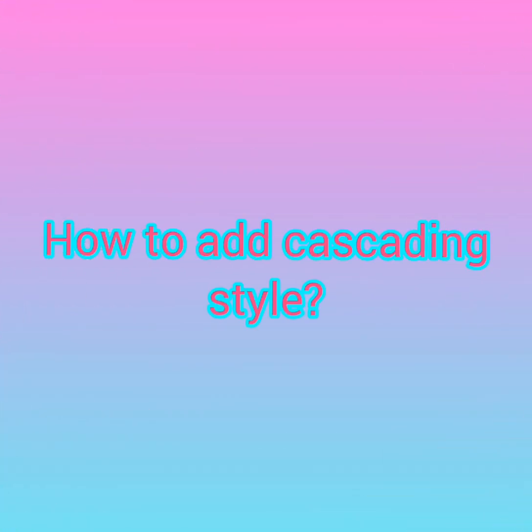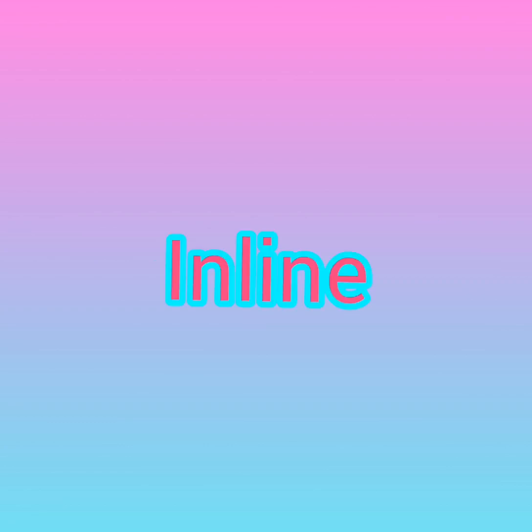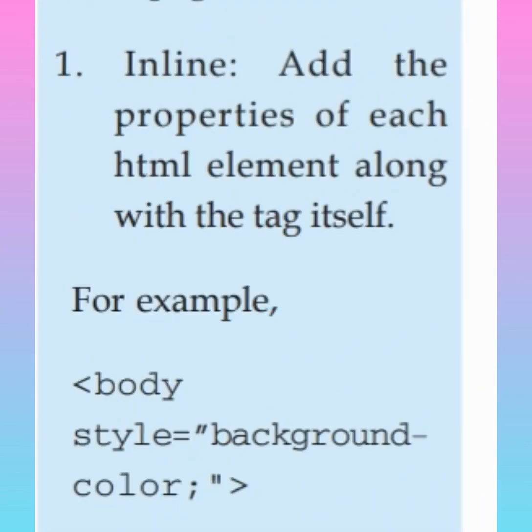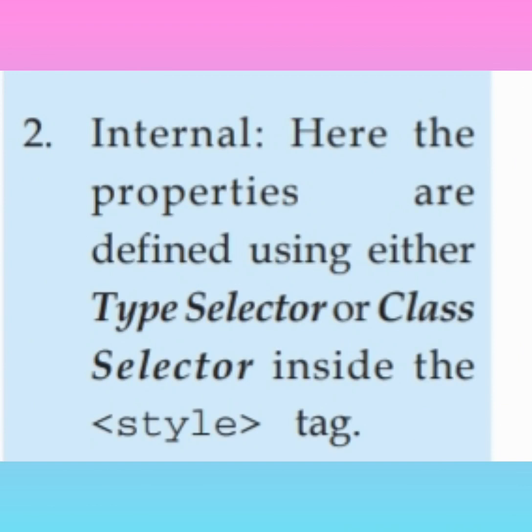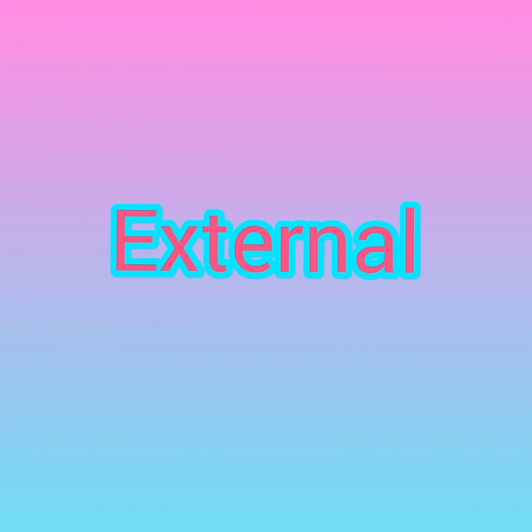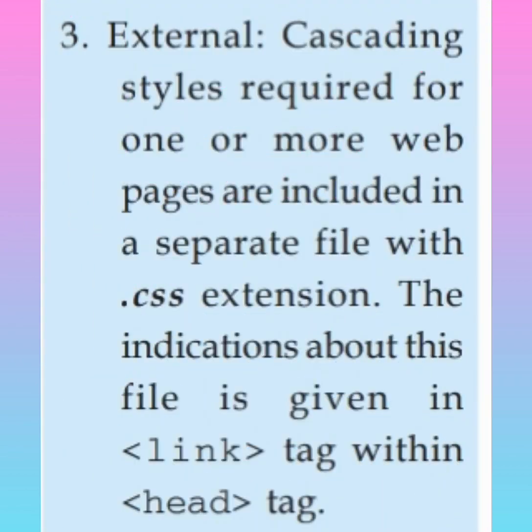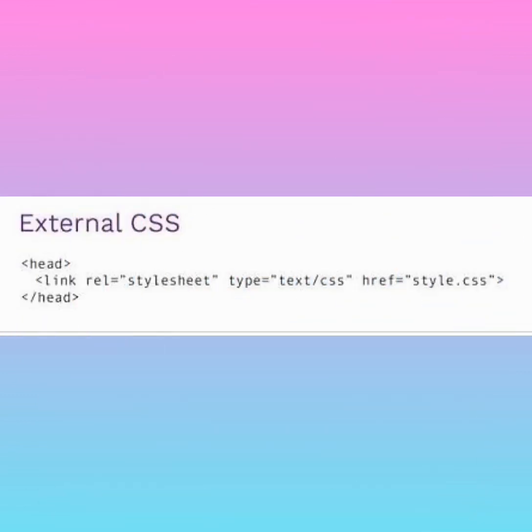How to add cascading style? Cascading style can be added in 3 different ways when building a web page. Inline: add the properties of each tag along with the tag itself. Internal: here the properties are defined using type selector or class selector inside the style tag. External: cascading styles required for one or more web pages are included in a separate file with .css extension. The indication about this file is given in the link tag within the head tag.